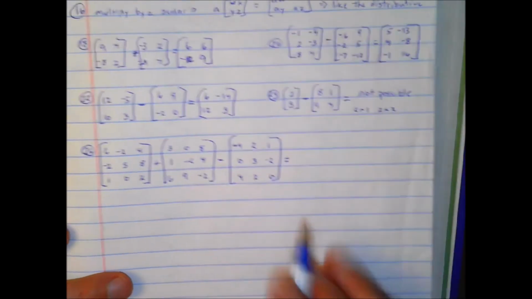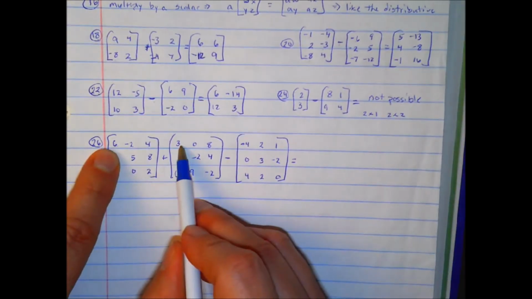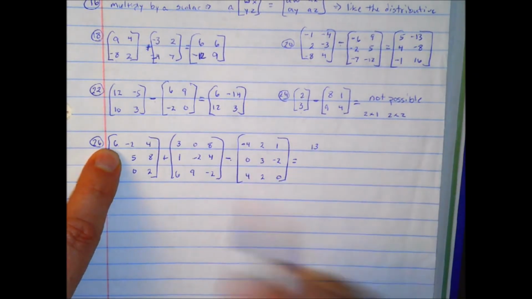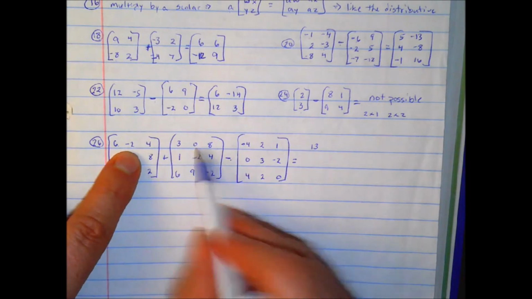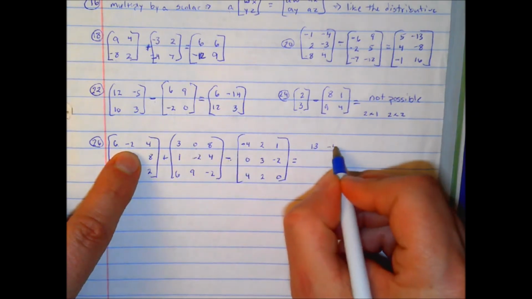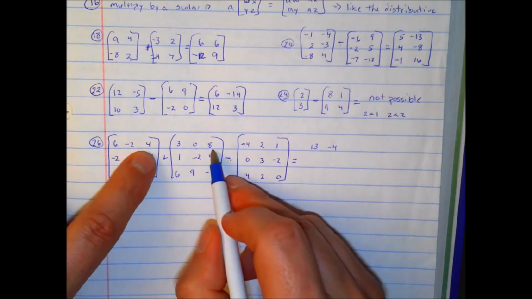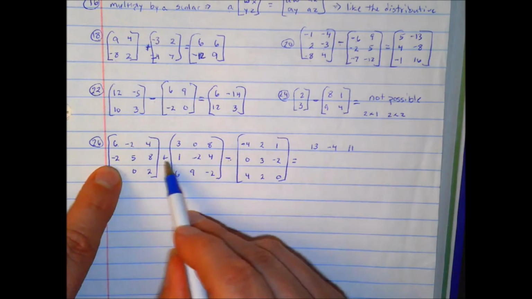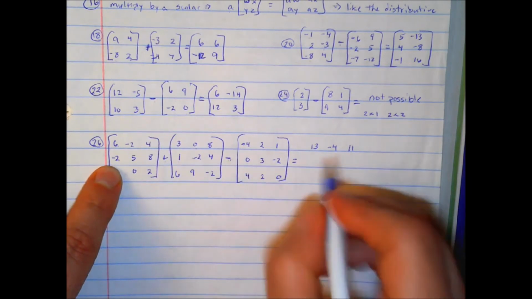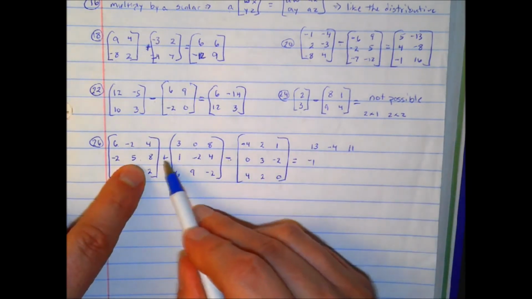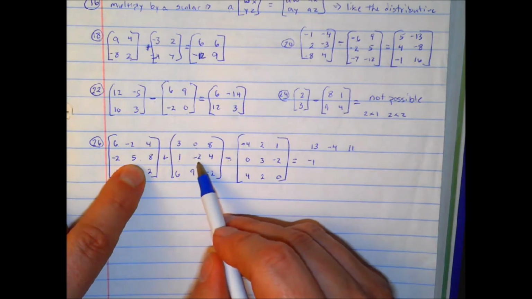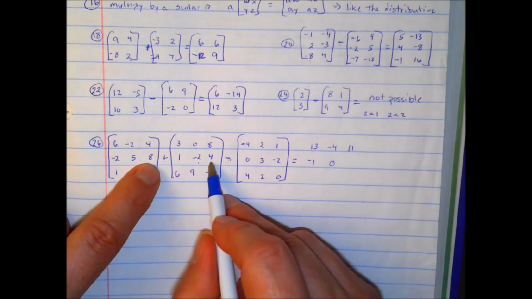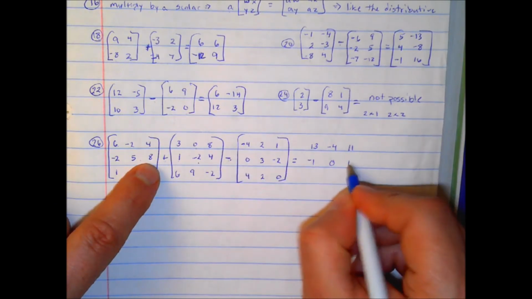Number 26, 6 plus 3 is 9, and 13, subtracting negative 4. Negative 2 plus 0 is negative 2. Negative minus 2 would be negative 4. 4 plus 8 is 12. 12 minus 1 is 11. Negative 2 plus 1 is negative 1. Negative 1 minus 0 is negative 1. 5 plus negative 2 is 3. 3 minus 3 is 0. 8 plus 4 is 12. Minus a negative 2 is 14.